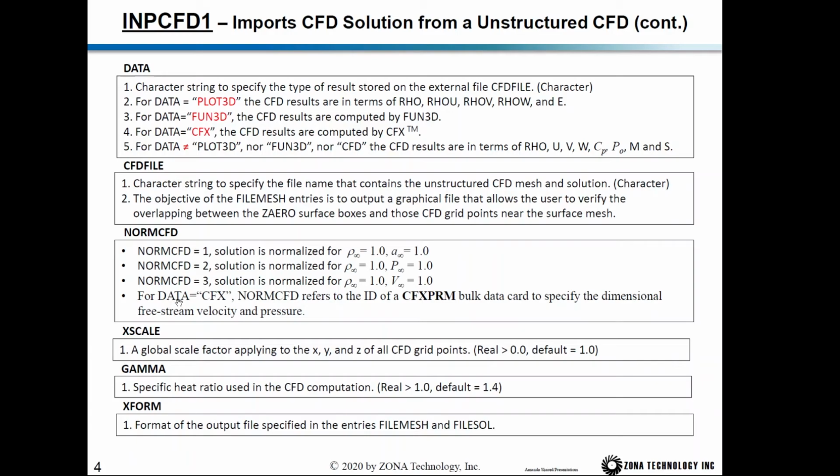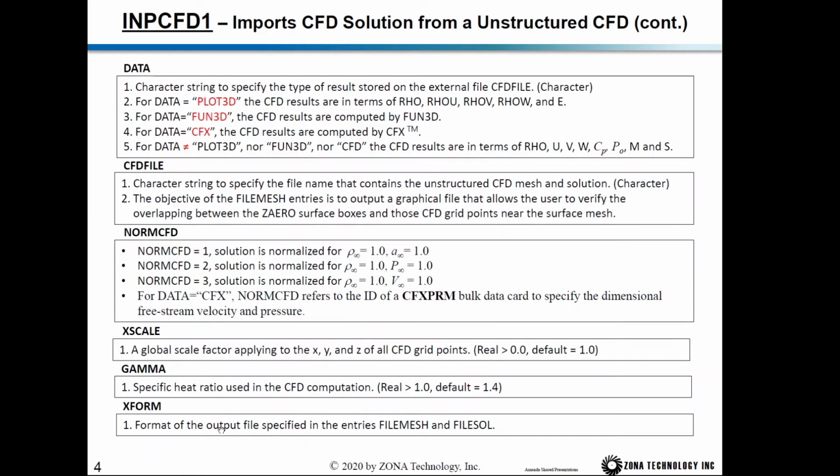And for DATA equal to CFX, NORM CFD refers to an ID of the CFX PARAM card. In this card, you specify the dimensional free stream velocity and pressure, because CFX doesn't use non-dimensional flow quantities. Everything computed by CFX is dimensional. And X SCALE, again, is a global scale factor to apply to the XYZ of the CFD grid. GAMMA is the specific heat ratio.